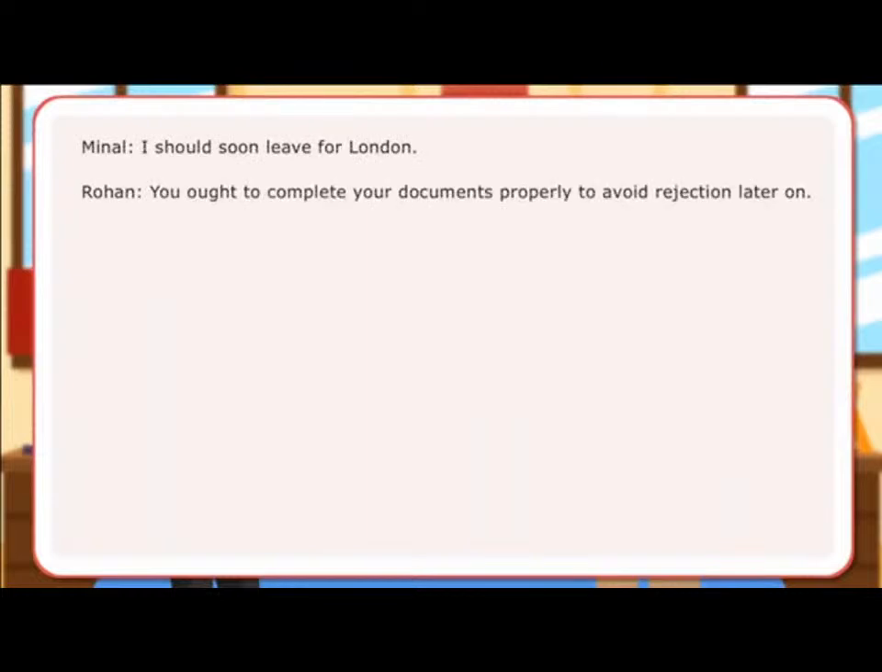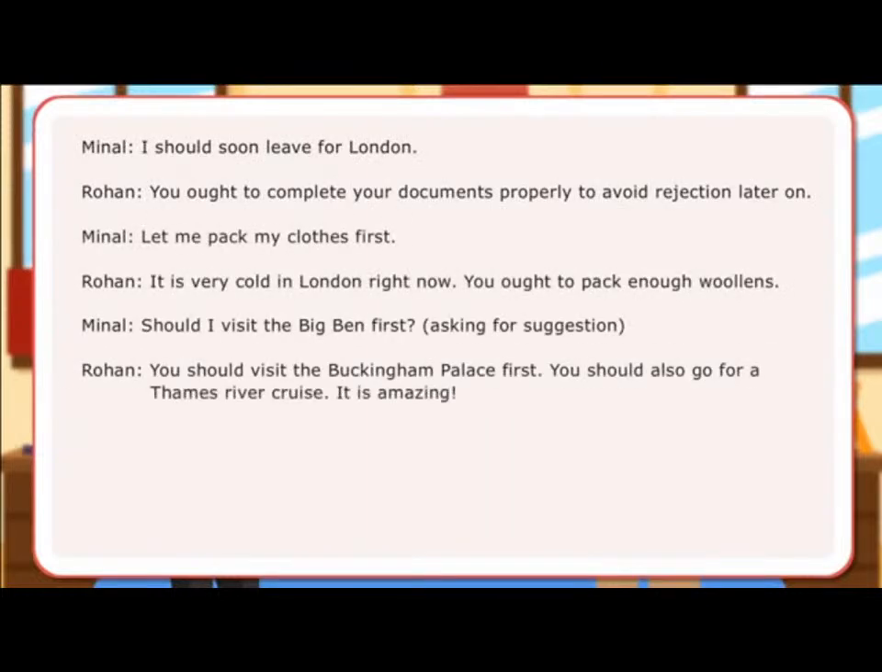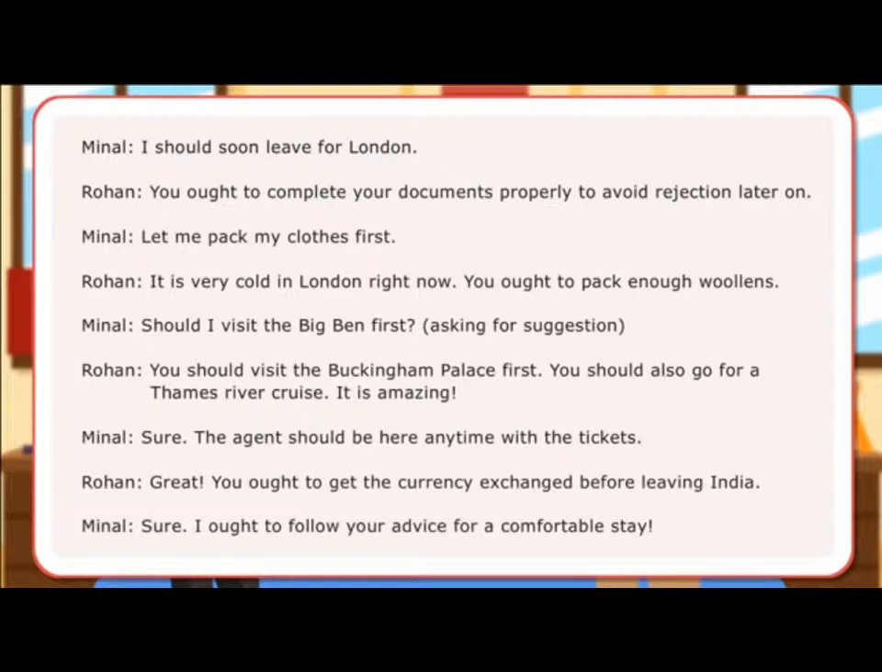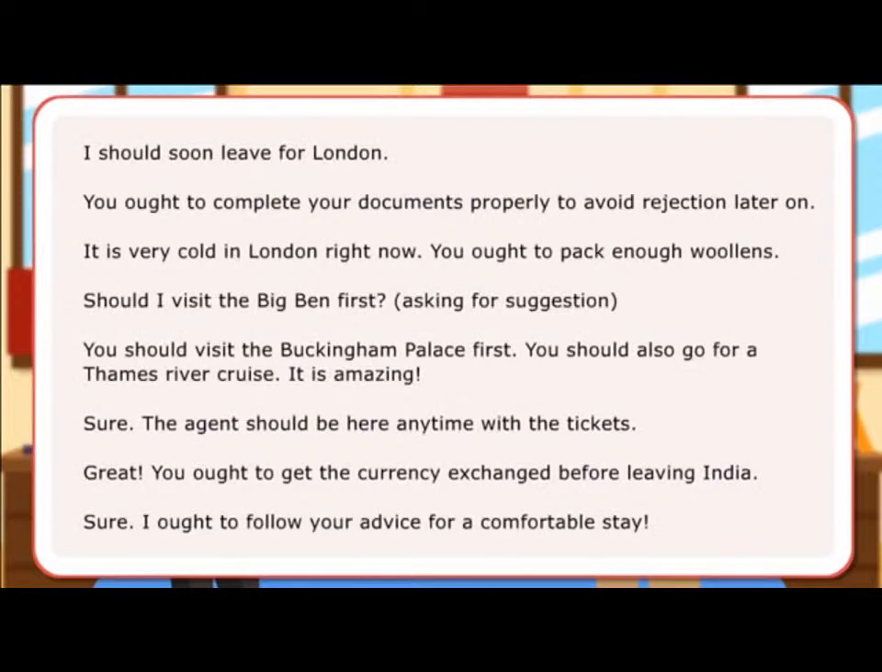In the dialogues between two friends, modals, auxiliary verbs, should and ought to are used variously. Here are some examples of sentences using should and ought to. I should soon leave for London. You ought to complete your documents properly to avoid rejection later on. It is very cold in London right now. You ought to pack enough woolens. Should I visit the Big Ben first?